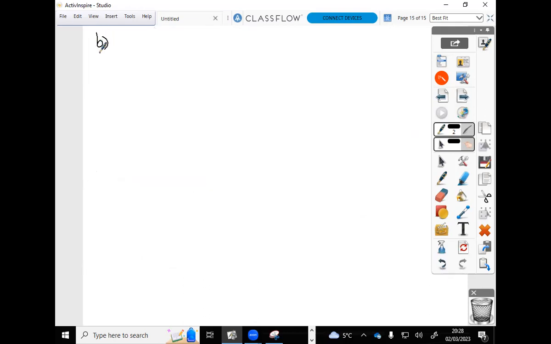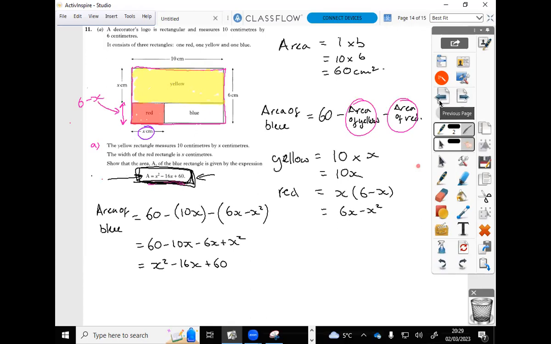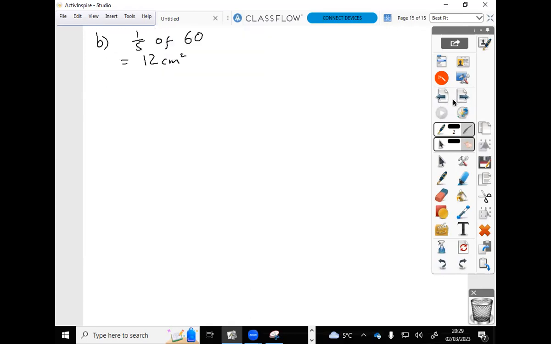Part B tells us that the area of the blue is 1/5 of the total area of the logo. So it's 1/5 of 60. Doing fractions, that's just 60 divided by 5, so it's 12. So the area of the blue is 12 centimeters squared. Now we want to use that to find out what x is.